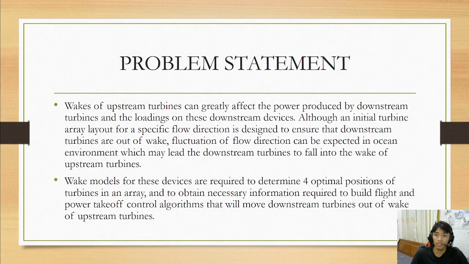So the problem statement of this research: wakes of upstream turbines can greatly affect the power produced by downstream turbines and the loadings on these downstream devices. Although an initial turbine array layout for a specific flow direction is designed to ensure that downstream turbines are out of wake, fluctuation of flow direction can be expected in ocean environment, which may lead the downstream turbines to fall into the wake of upstream turbines.